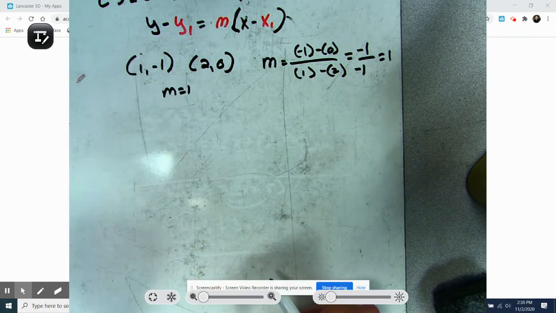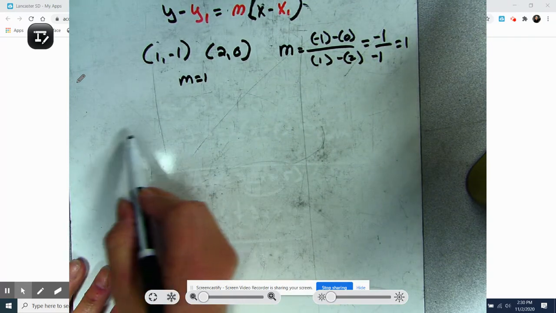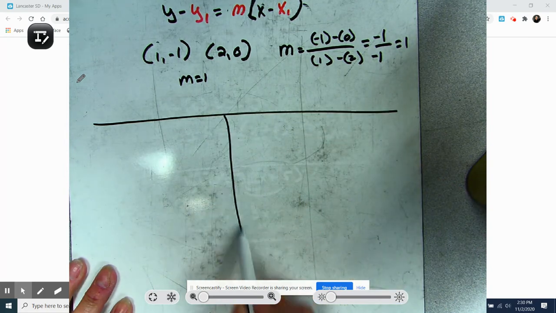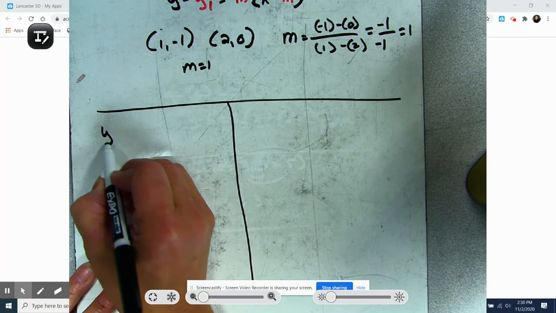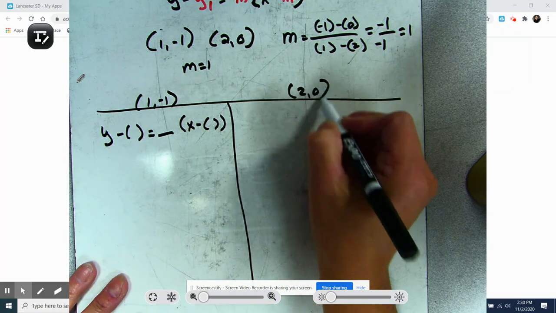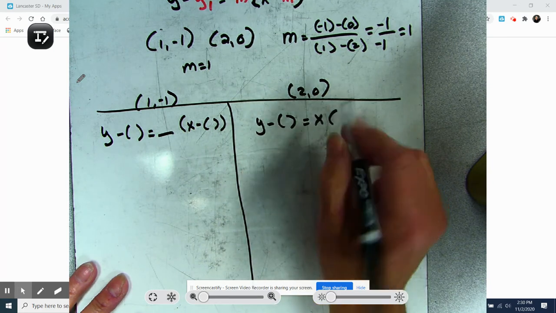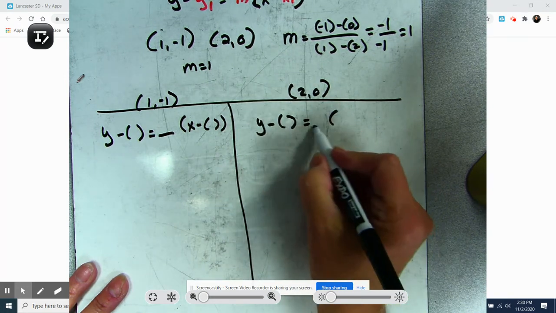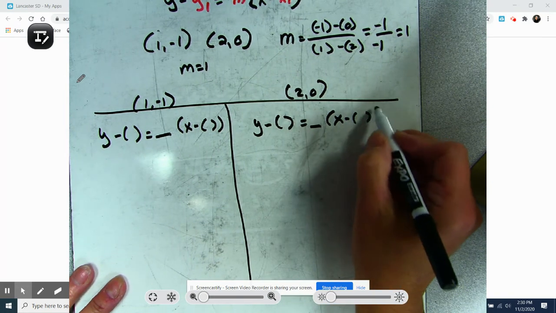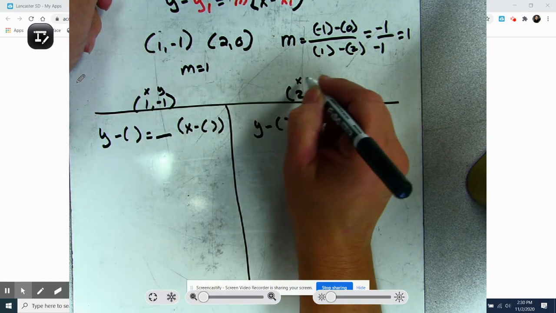Now you're going to take one of these 2 points and put it into the equation. And I'm going to tell you right now, it does not matter. And I'm going to prove it to you. So if we have y minus y1 equals m times x minus x1, and this time we're going to use 1, -1. And over here, we're going to do it with 2, 0. So this would be y minus y1 equals m times x minus x1. So remember, x, y, x, y.